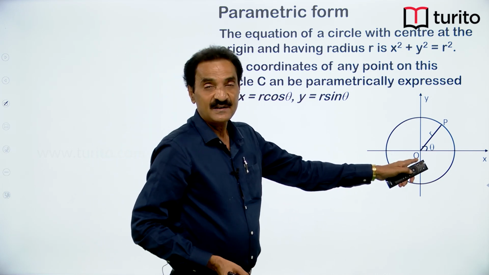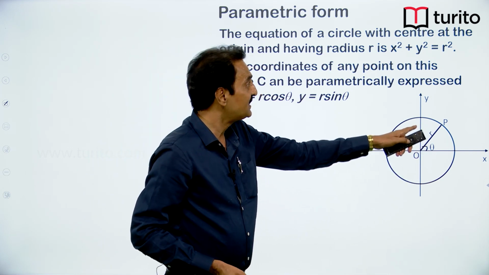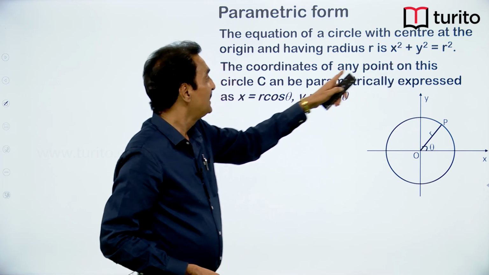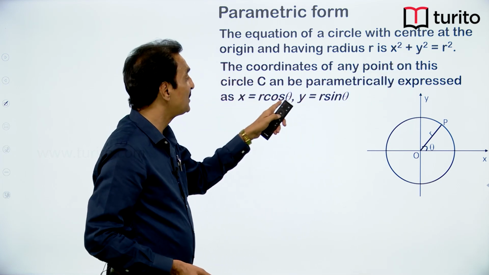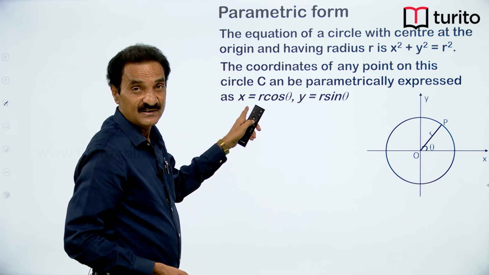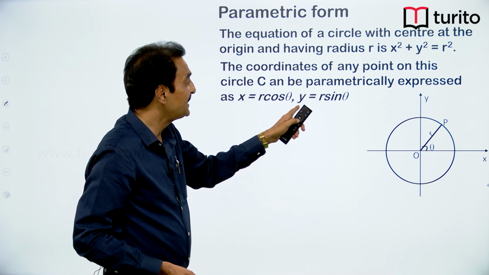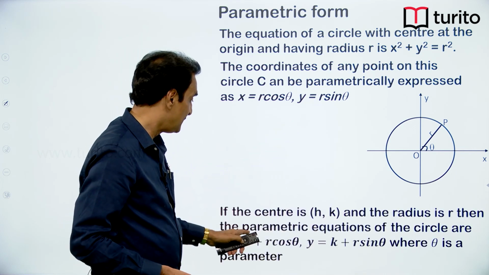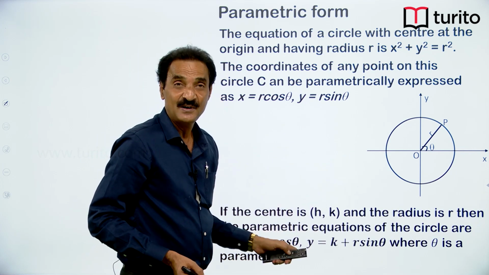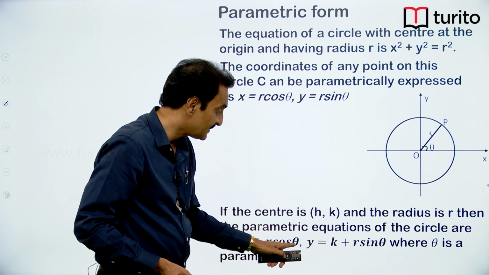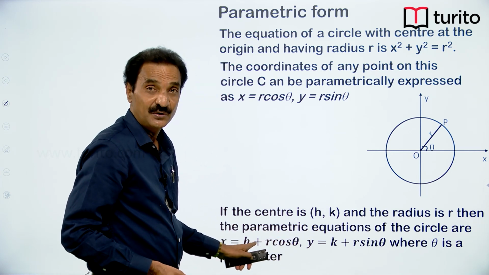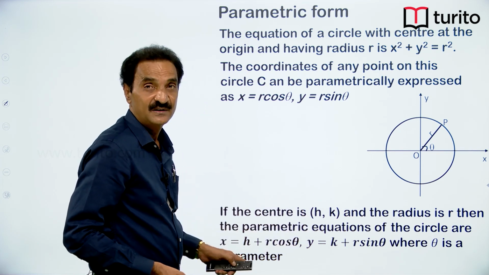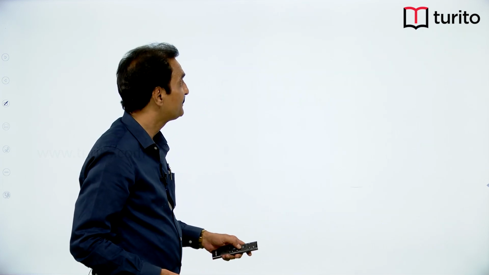If you take the center at the origin and radius r, the equation of the circle is x square plus y square is equal to r square, and the coordinates of any point on the circle can be expressed as x is equal to r cos theta and y is equal to r sin theta. They are called parametric equations. If the center of the circle is (h, k), the parametric equations of the circle would be x is equal to h plus r cos theta, y is equal to k plus r sin theta, where theta is called the parameter.